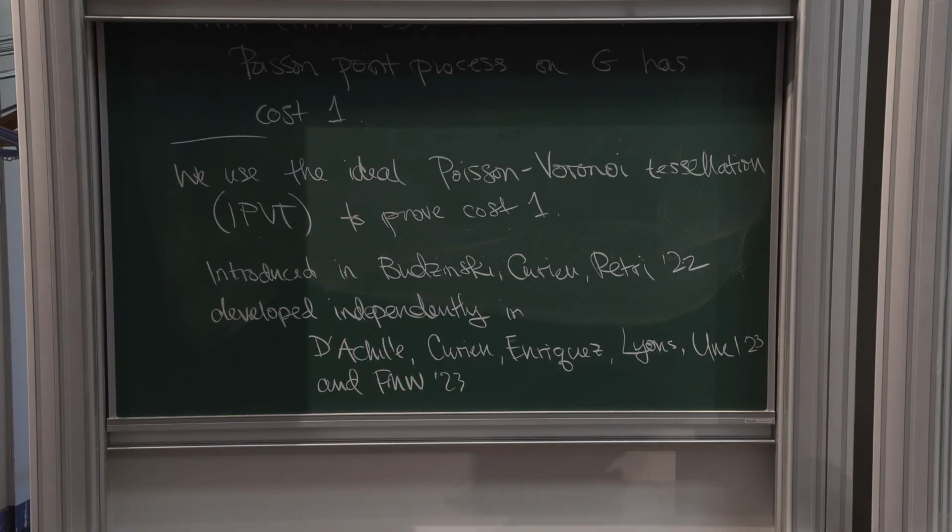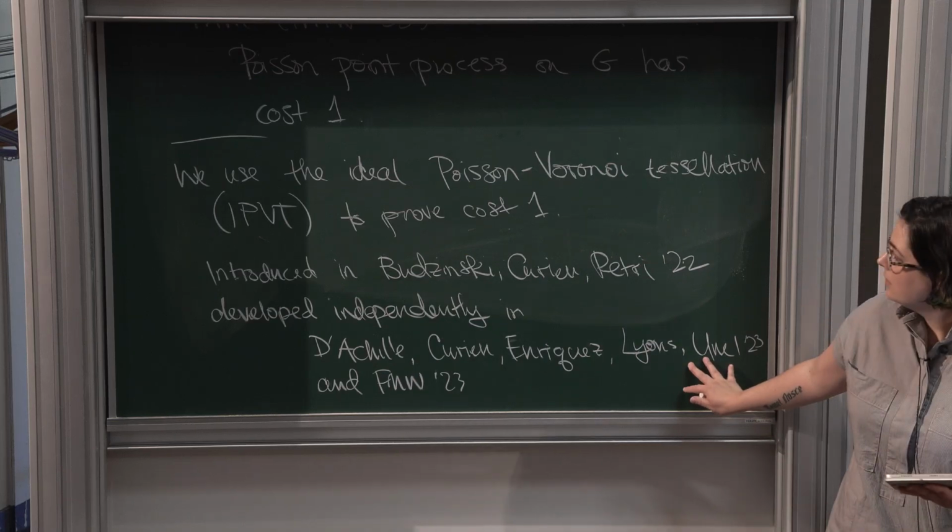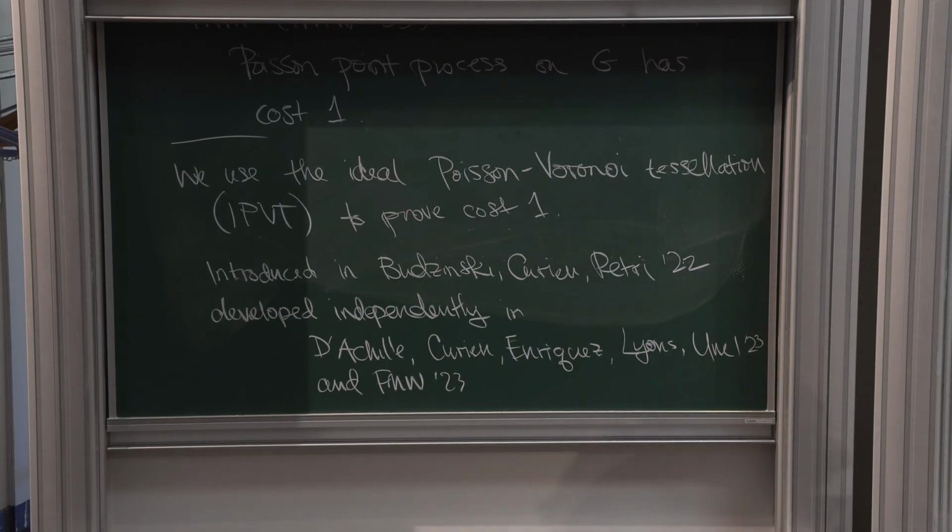And the way that they construct the ideal Poisson Voronoi tessellation in that paper, they construct it for hyperbolic space. They think of a sequence of Poisson point processes on the space. So now I'll define a Poisson point process.